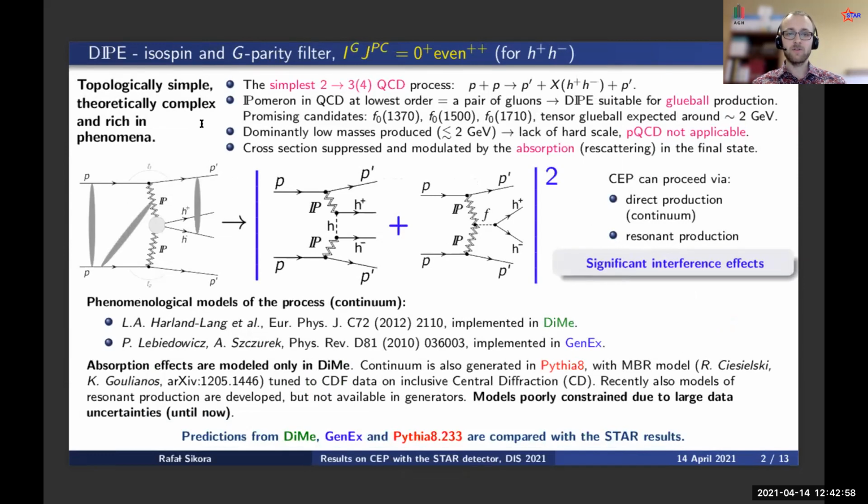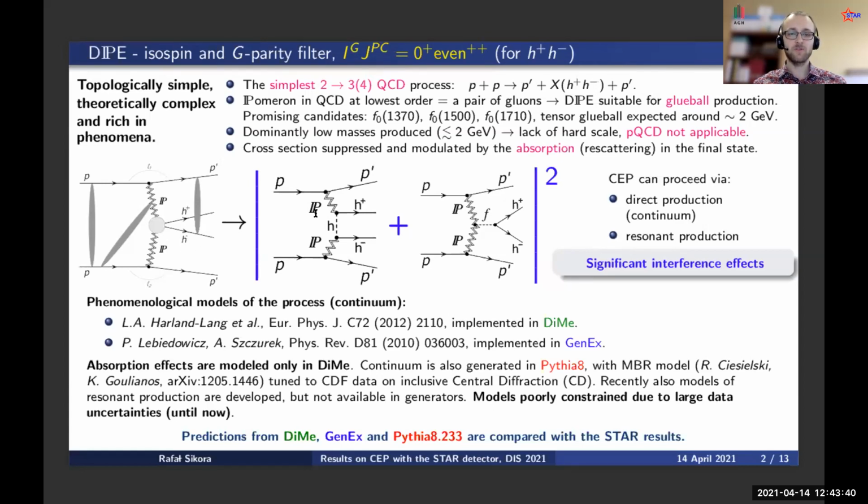We know that the pomeron in QCD in the perturbative image is a pair of gluons, so it is commonly believed that glueballs should be produced quite numerously in double pomeron exchange. So that's one thing that makes this process interesting. In the low mass range that we study here, there is no hard scale, so we are forced to use phenomenology in description. We cannot use pQCD. Not only this, the cross sections are suppressed and modulated by the absorption effects that are marked on the left diagram with those gray ovals.